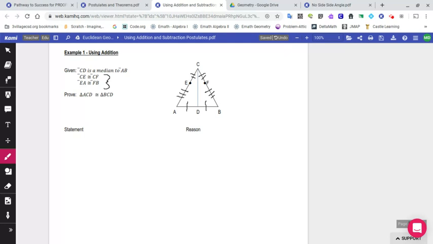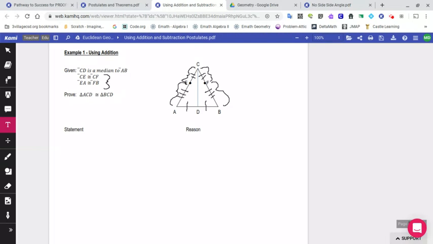So if I add CE plus EA, that's going to equal CF plus FB. And that's going to allow me to say that this whole thing, CA, is congruent to CB. And then we can go ahead and prove those two triangles congruent to each other. That's what I'm going to show you, the steps for using the addition postulate. It's going to go together with two other postulates, the substitution postulate and also the partition postulate.